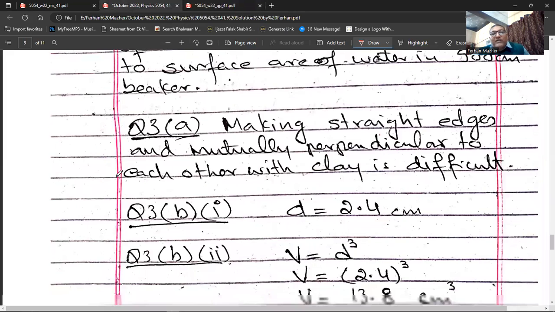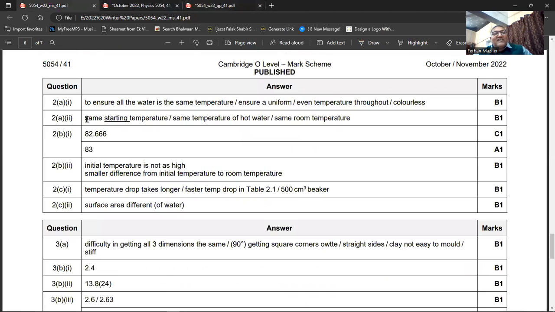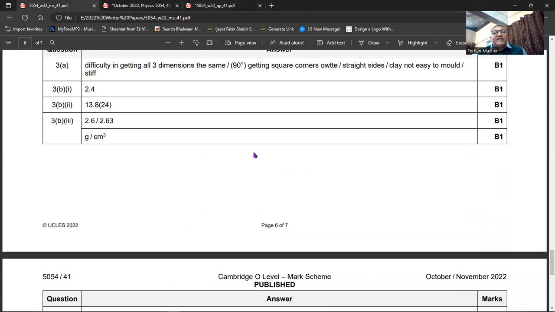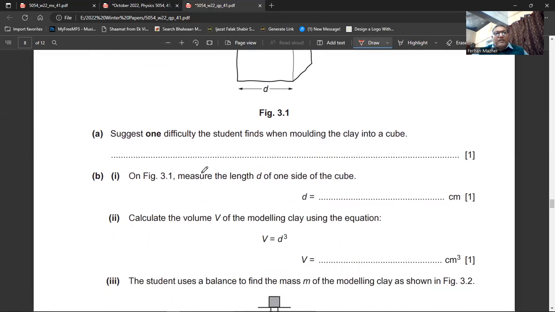So here comes my answer. Making straight edges and mutually perpendicular to each other with clay is difficult. That is my answer. Difficult in getting all three dimensions the same, 90 degree, getting square corners, straight sides. Clay not easy to mold. It's stiff.